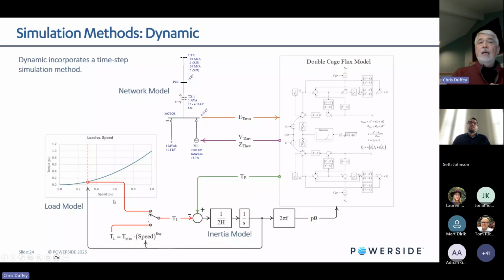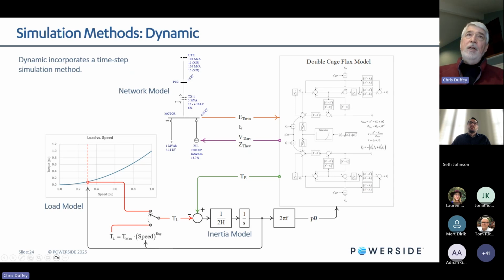And it looks something like this. And it's basically the same. The only difference is we have a substitution of a fully detailed flux model. And what you're going to find is that this model has the capability to feed back into the system.